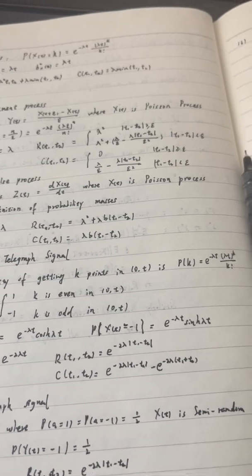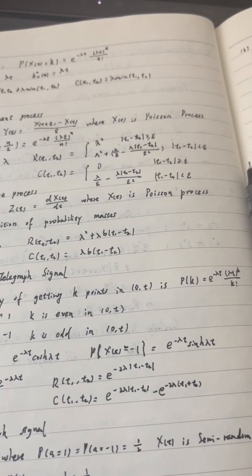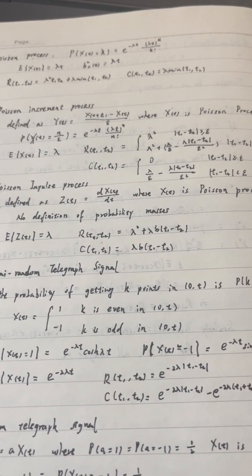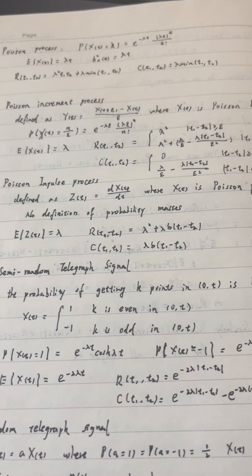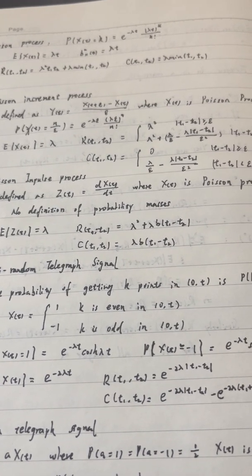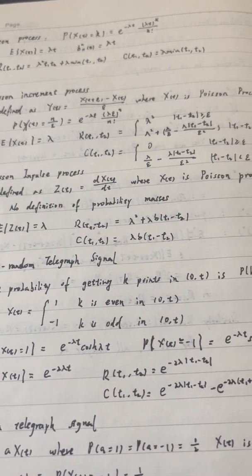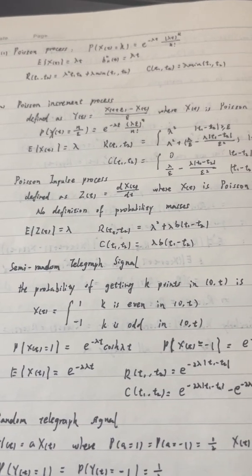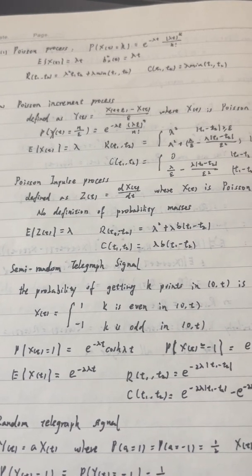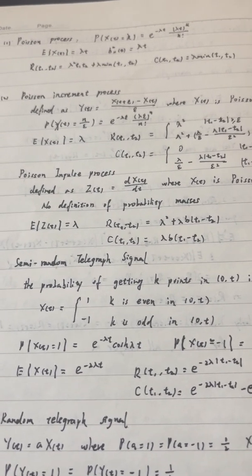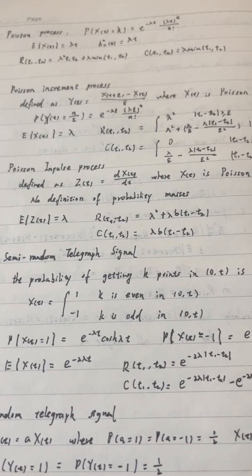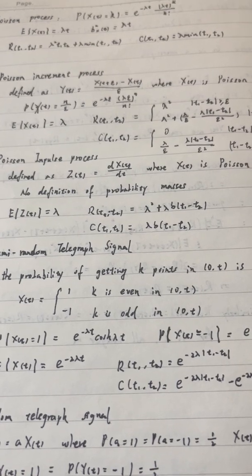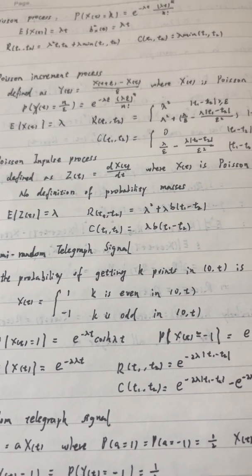It's also related to Poisson random variables actually, and we will define X(t) equals to 1 when k is even in 0 to t, and it equals to minus 1 when k is odd in 0 to t. So this X(t) is the semi-random telegraph signal, and the probability of X(t) equals to 1 is equal to e to the power of minus lambda t times the cosh lambda t.